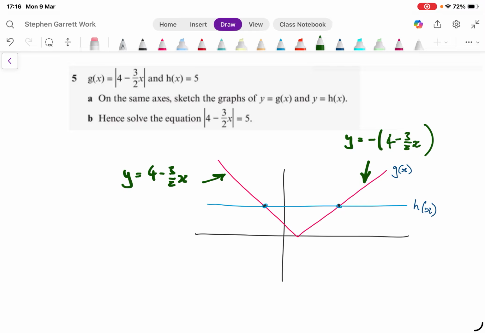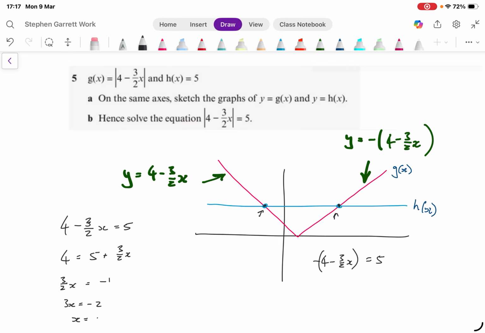Now they both intersect with h of x, which is just 5. So these 2 points are going to come from this first equation, 4 minus 3 over 2x equals 5. That's going to be this point here. And this second point here will be minus 4 minus 3 over 2x equals 5. So let's find these 2 points. So I've got 4 equals 5 plus 3 over 2x. I've got 3 over 2x equals, I'm going to take 5 away from both sides, so that's minus 1. So then 3x equals minus 2, x equals minus 2/3.